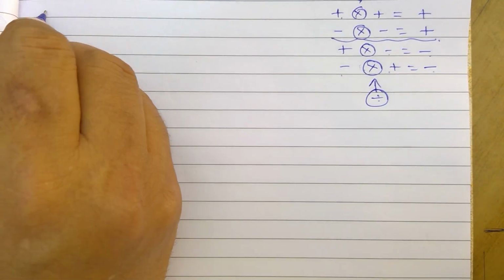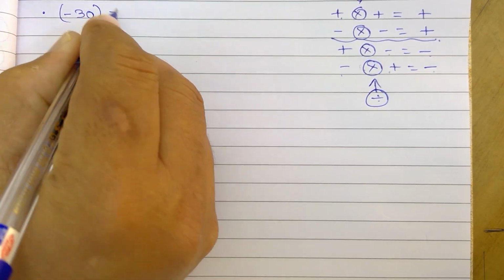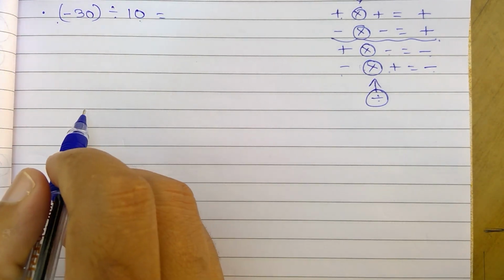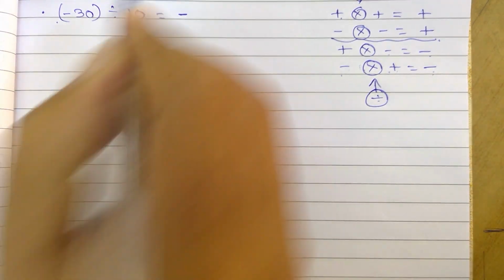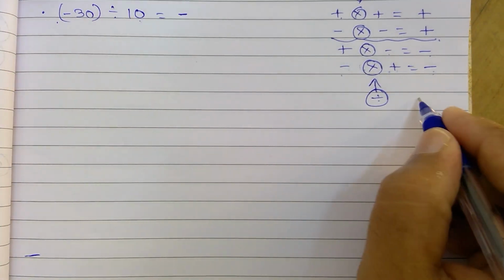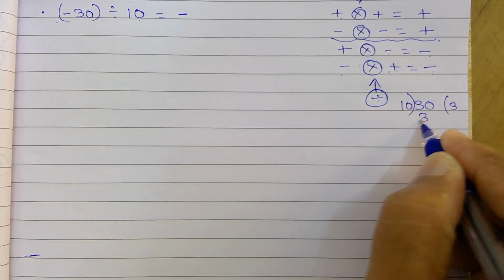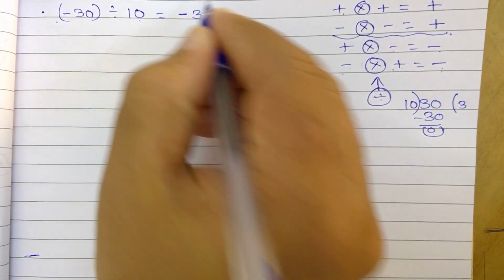So the first problem is, these are the problems from the textbook. Minus 30 divided by 10. Students, negative divided by a positive number, what is it? Negative divided by positive is negative. So negative, and now 30 divided by 10. 10 threes are 30. So what is the answer? Remainder is zero. Therefore 3 is the answer, so it is minus 3.